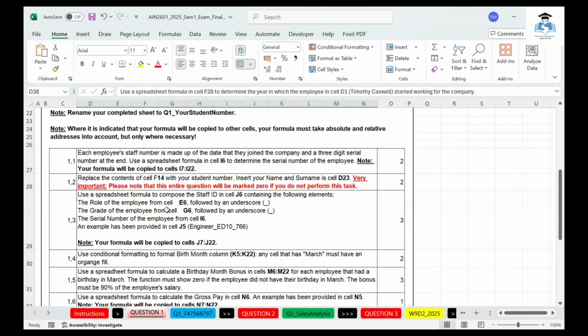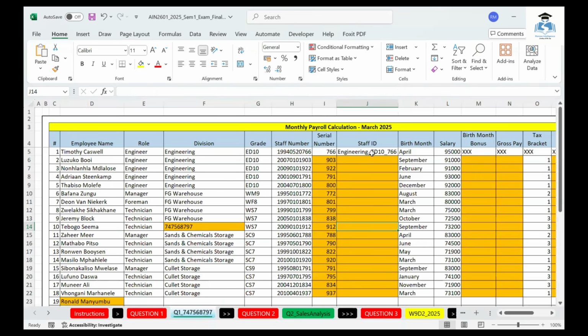You get it? Use a spreadsheet formula to compose the staff ID in cell J6 containing the following elements. The row of the employee from cell E6 followed by an underscore. The grade of the employee from cell G6 followed by an underscore. The serial number of the employee from cell I6. So an example is this one. So how do we join this?